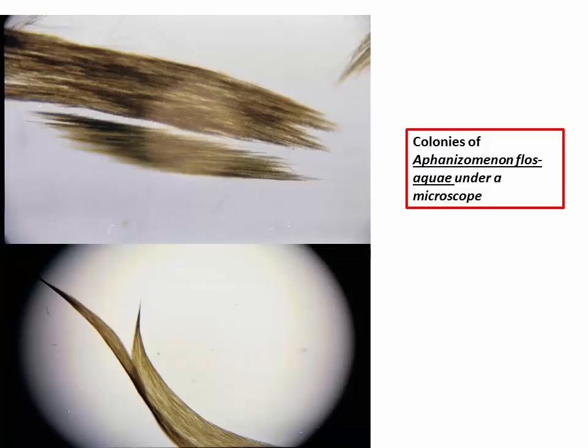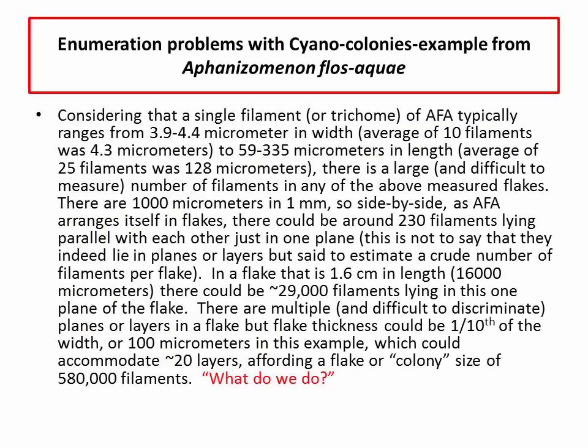All right, not to scare you away, but this is what happens. Keeping in mind those colonies we just looked at, a single filament of AFA typically ranges from 3.9 to 4.4 micrometers in width. An average of 10 filaments was actually 4.3 micrometers. And it ranges in length from, say, 60 to 300. Average of 25 was actually 128. They're large and difficult to measure a number of filaments in any of the above measured flakes.